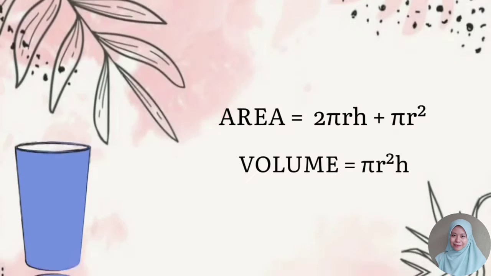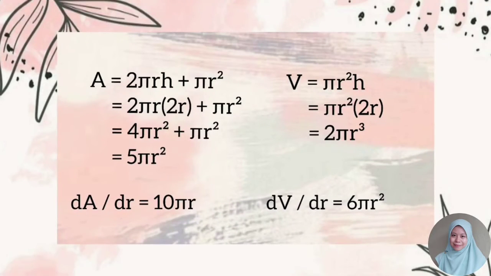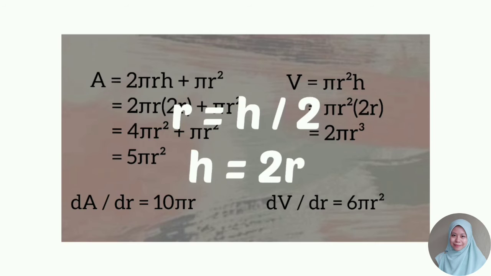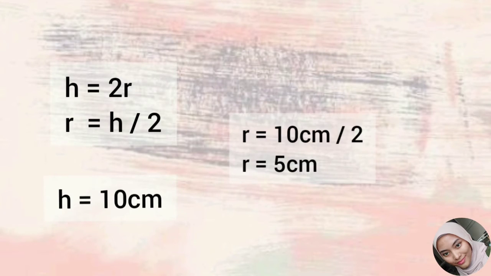So this is the area and the volume of the glass. Then we can proceed to find the derivative of the area and the volume with respect to r. Oh, and also don't forget our information earlier about r. H equals 2r, so r equals H over 2. H equals 10 cm, so r equals 10 cm divided by 2, which equals 5 cm.